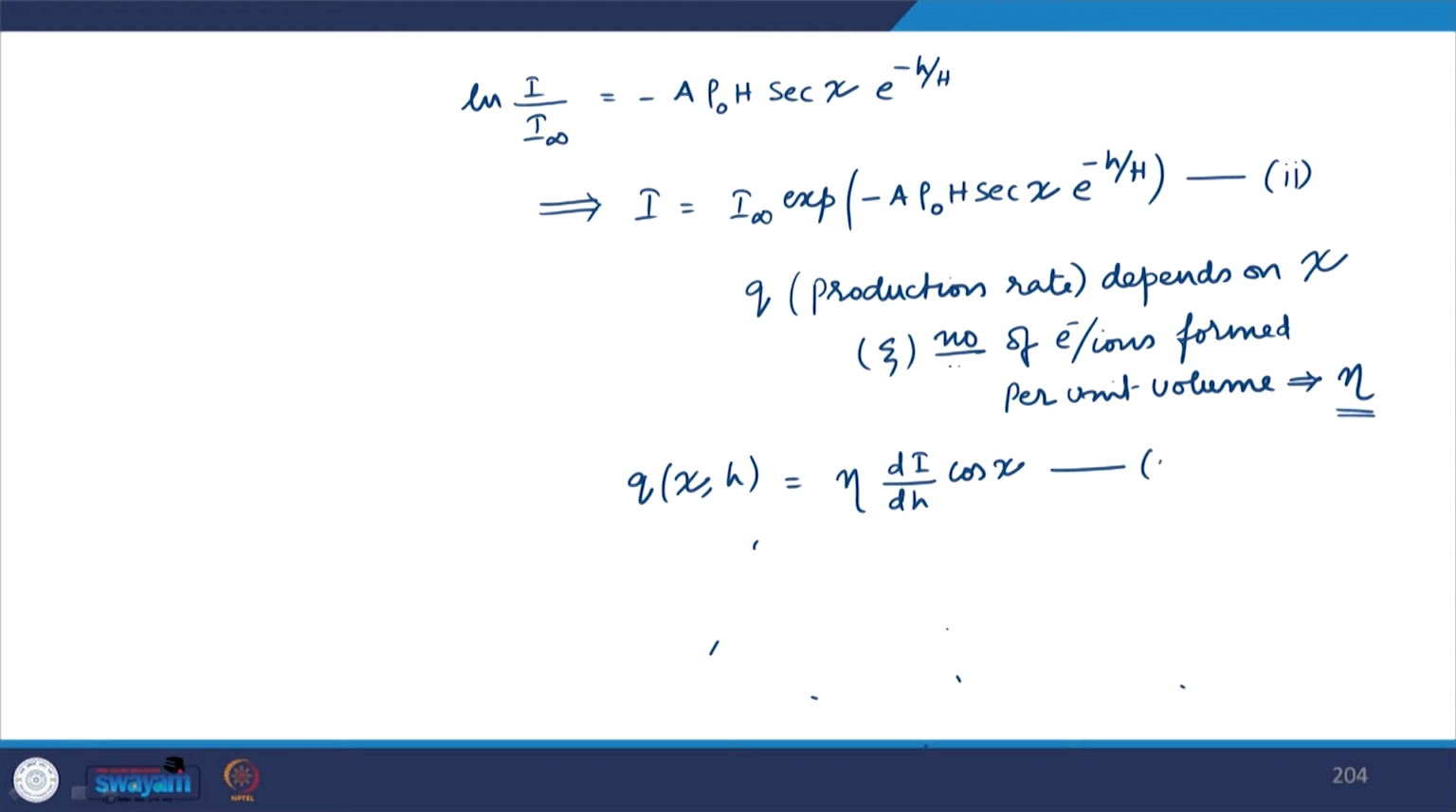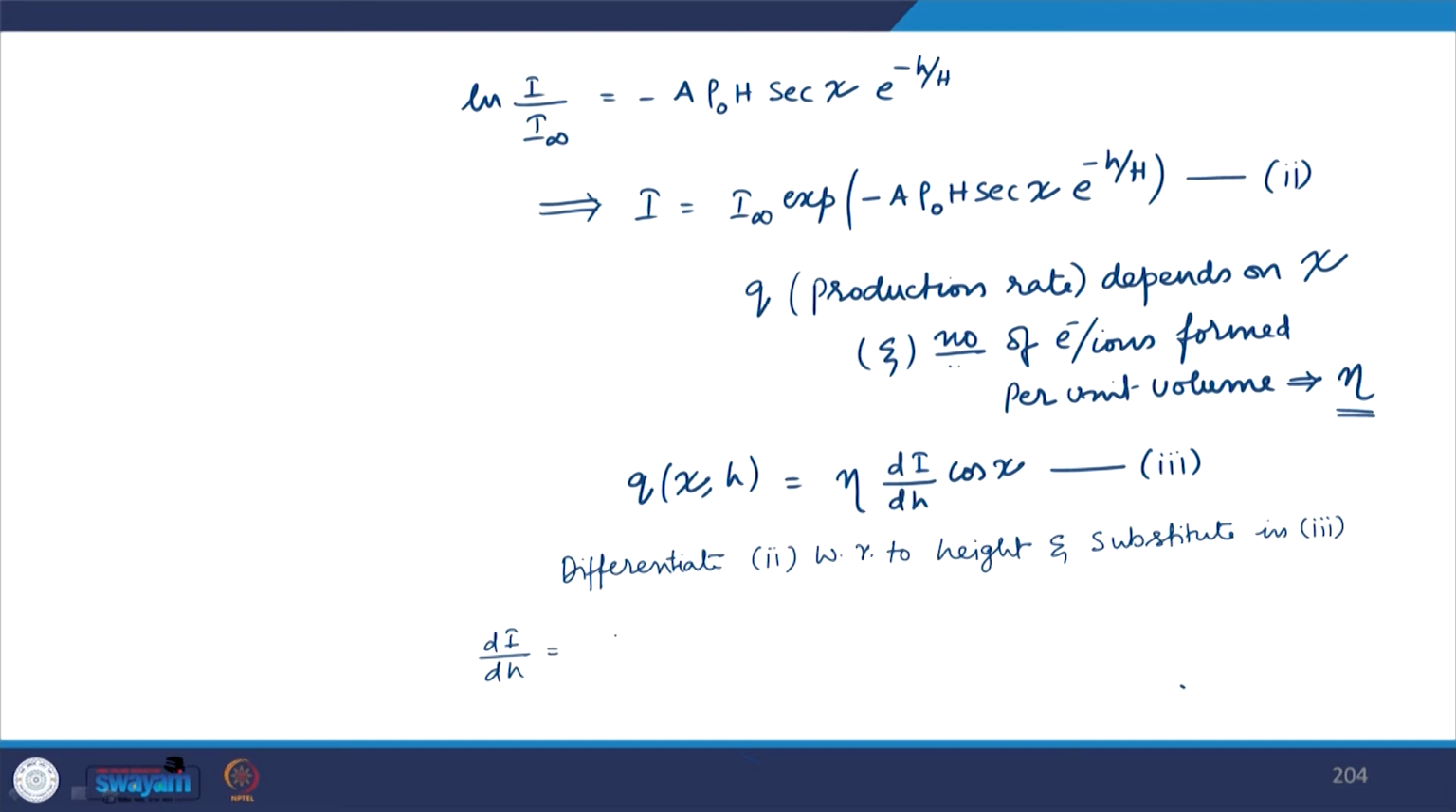Let's call this equation 3. Now let's differentiate equation 2 with respect to height and substitute in equation 3. What will we get? dI over dh, the rate at which the intensity decreases with respect to height.